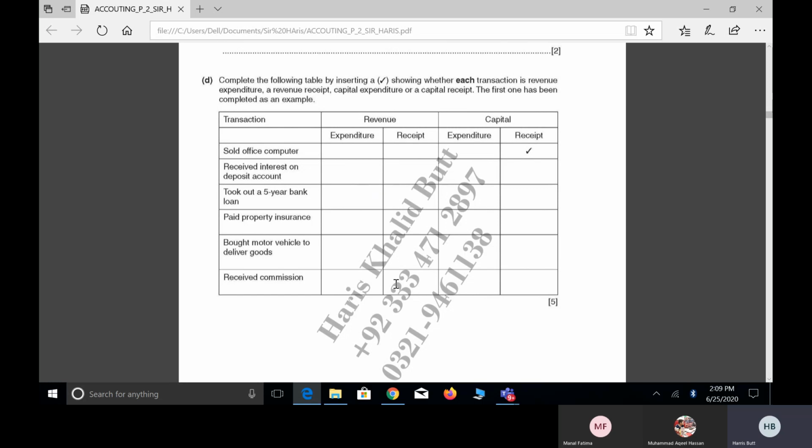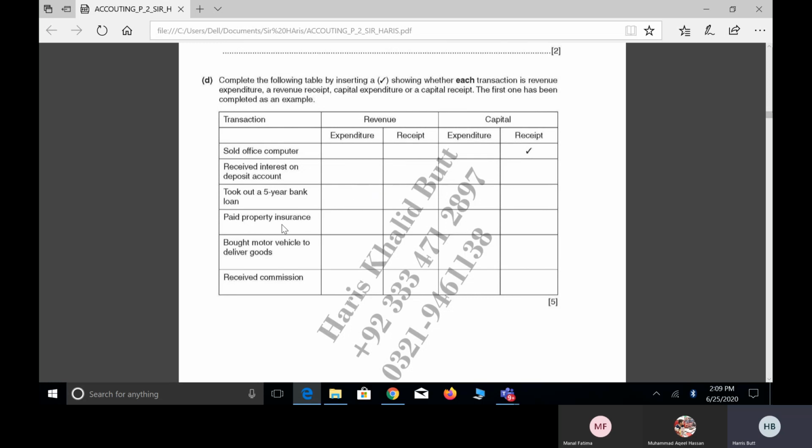So the first one, sale of office equipment, is a non-current asset. Sale of a non-current asset is a capital receipt. Received interest on deposit account, it's a revenue receipt. Then take out a 5-year bank loan, it's a capital receipt because you are receiving a bank loan, and the amount is received on behalf of a bank loan.